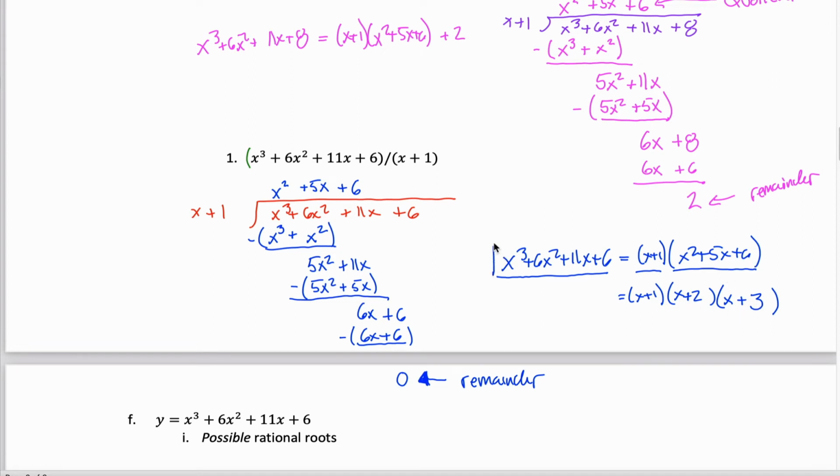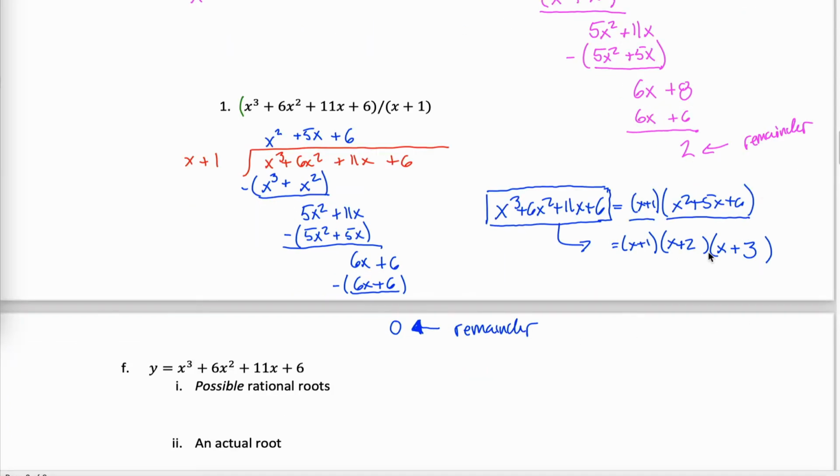So my original polynomial, x cubed plus 6x squared plus 11x plus 6, in its factored form, is x plus 1 times x plus 2 times x plus 3. Now that I have the factored form, I could use the methods of the previous section to graph this guy if I wanted to, or answer any of the questions from the previous section.